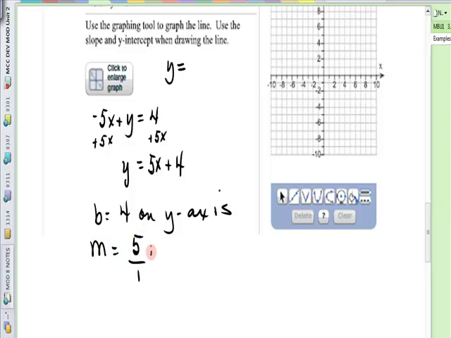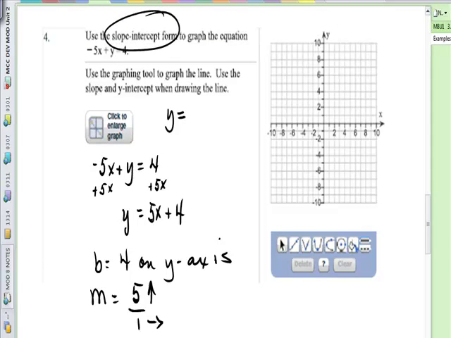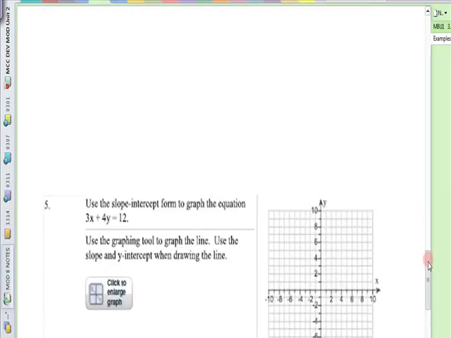Put it over 1. They're both positive, so it's up and it's right for the rise over run. So if I graph this, line tool, 4 on the y-axis. From there, go up 5, go right 1, and there's another point. My lines are not straight, and I apologize for that, but it's very difficult for me to use a straight edge on this particular tablet that I'm using to record. All right, let's go to the last one.